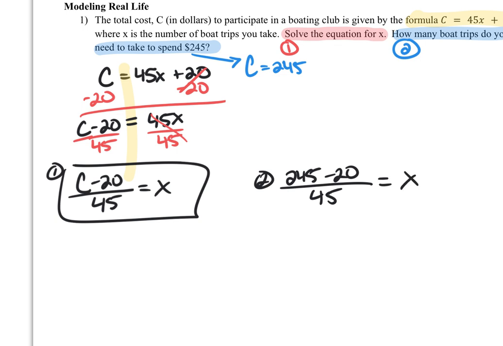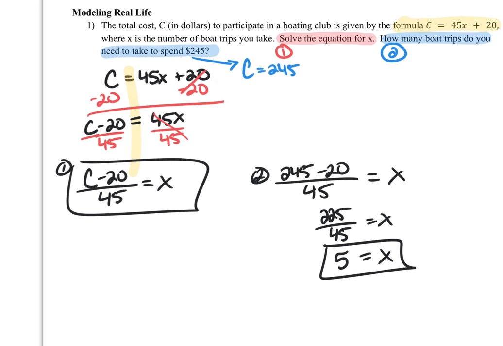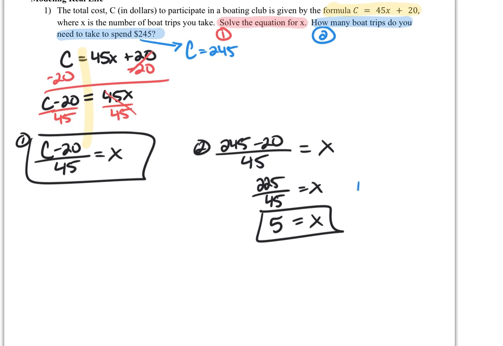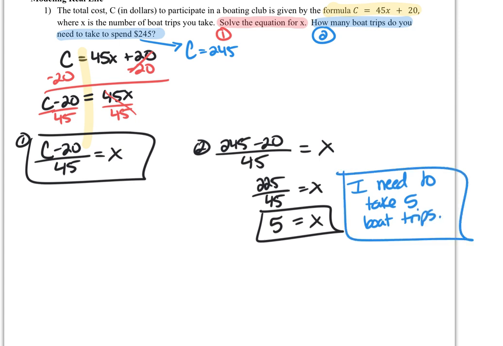Now, order of operations, the 245 minus 20 is in the numerator. So I have to subtract that before I divide by the 45. So subtract it, then divide by 45. Awesome. So you get 225 divided by 45, which is 5. Good. So how many boat trips do we need? So I need to take 5 boat trips. Awesome.